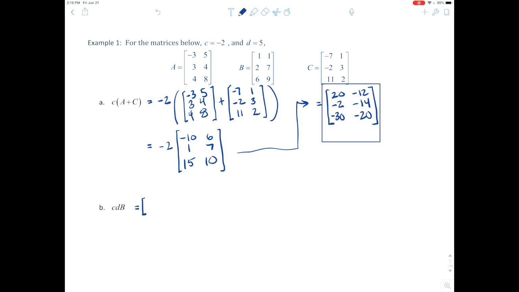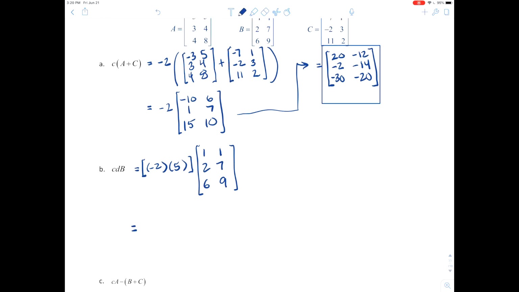So we would have C is -2 and D is 5. They're both scalars. And then I want to multiply that to matrix B. So notice that the brackets in the first part are just grouping symbols, whereas the bracket in the second part that I'm doing now represents a matrix. So it's really in the context in which you're looking at it. I know these are just two scalars in here, okay? All right, so here we go. Matrix B is 1, 1, 2, 7, and 6, 9.